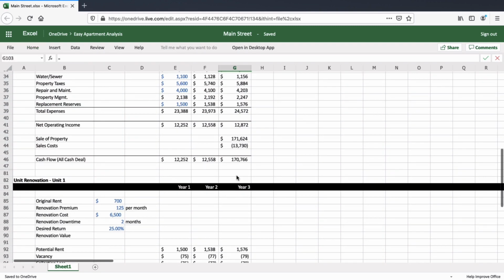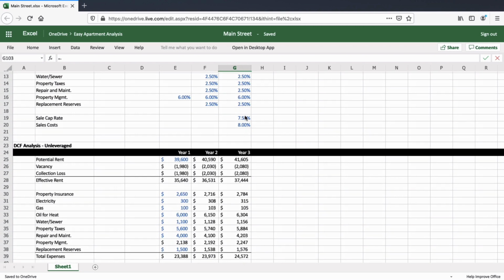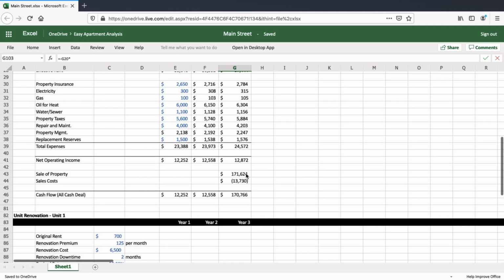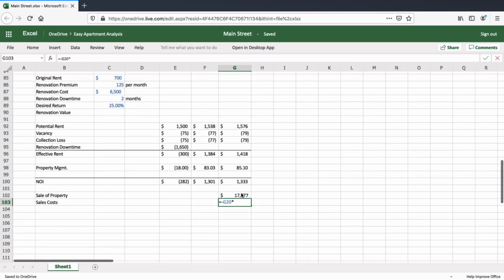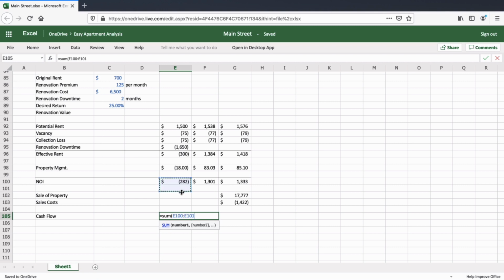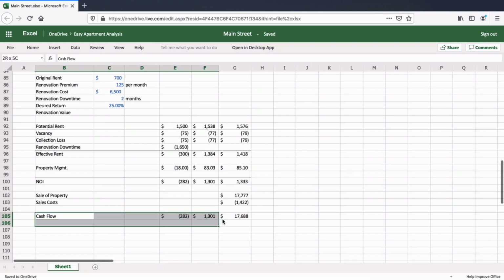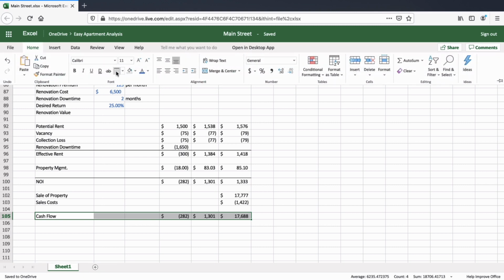The sales costs are negative 8% for sales costs times the sale of property price. So there's our change in sales costs as a result of the renovation. And then our new cash flow is, add all these together, drag that formula across, and here's your change in cash flow. I'm going to put a line on top to separate it from everything above it.